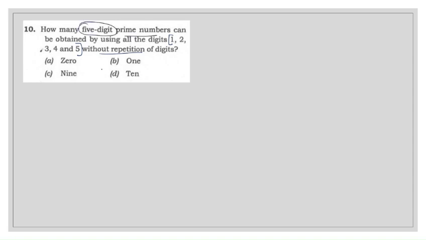So first, if we look at this particular question, it can seem a bit confusing as well. But the only clue here is that if we just check the sum of these digits, it will be equal to 15. So any number that we form, for example, 1, 2, 4, 5, 3, its sum will be divisible by 3. Like the sum here will be equal to 15.